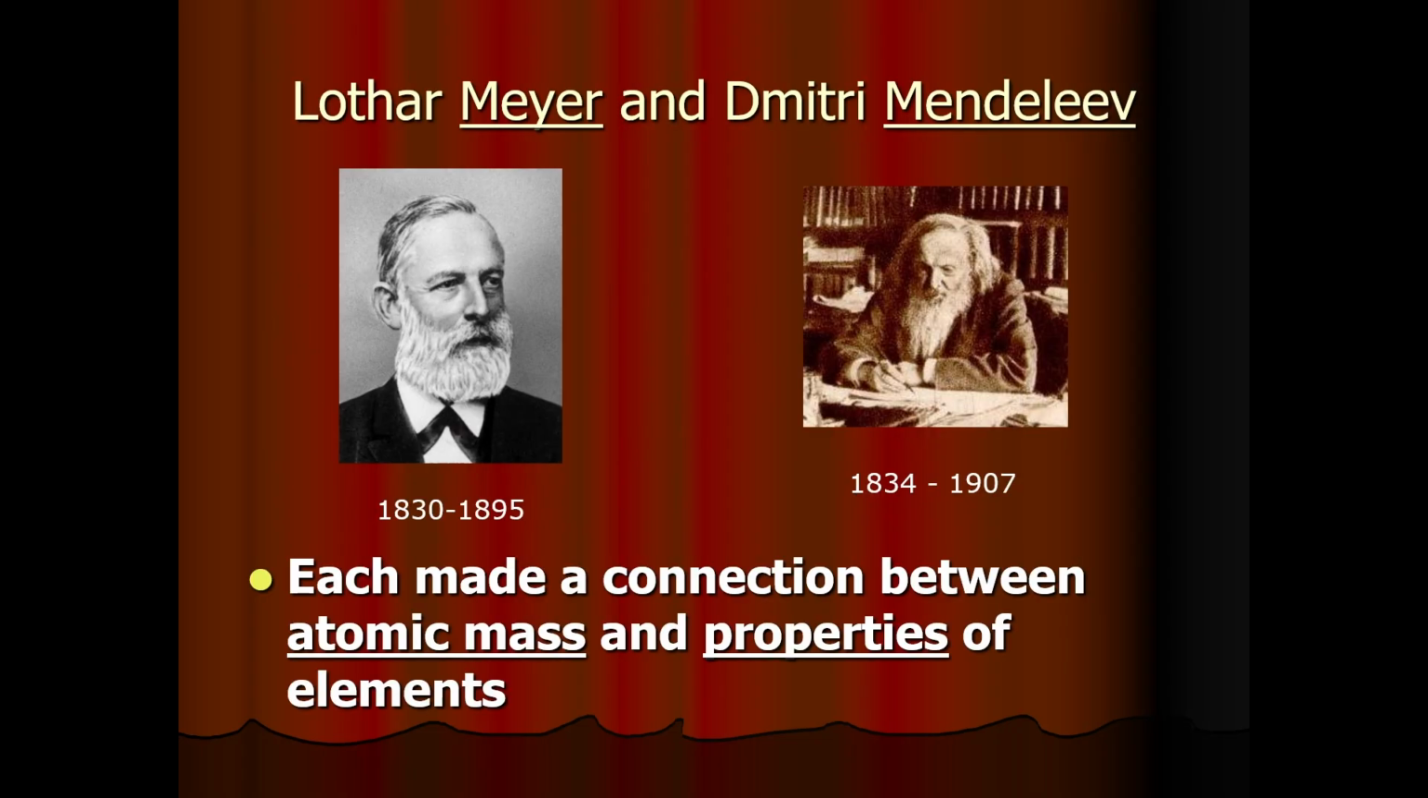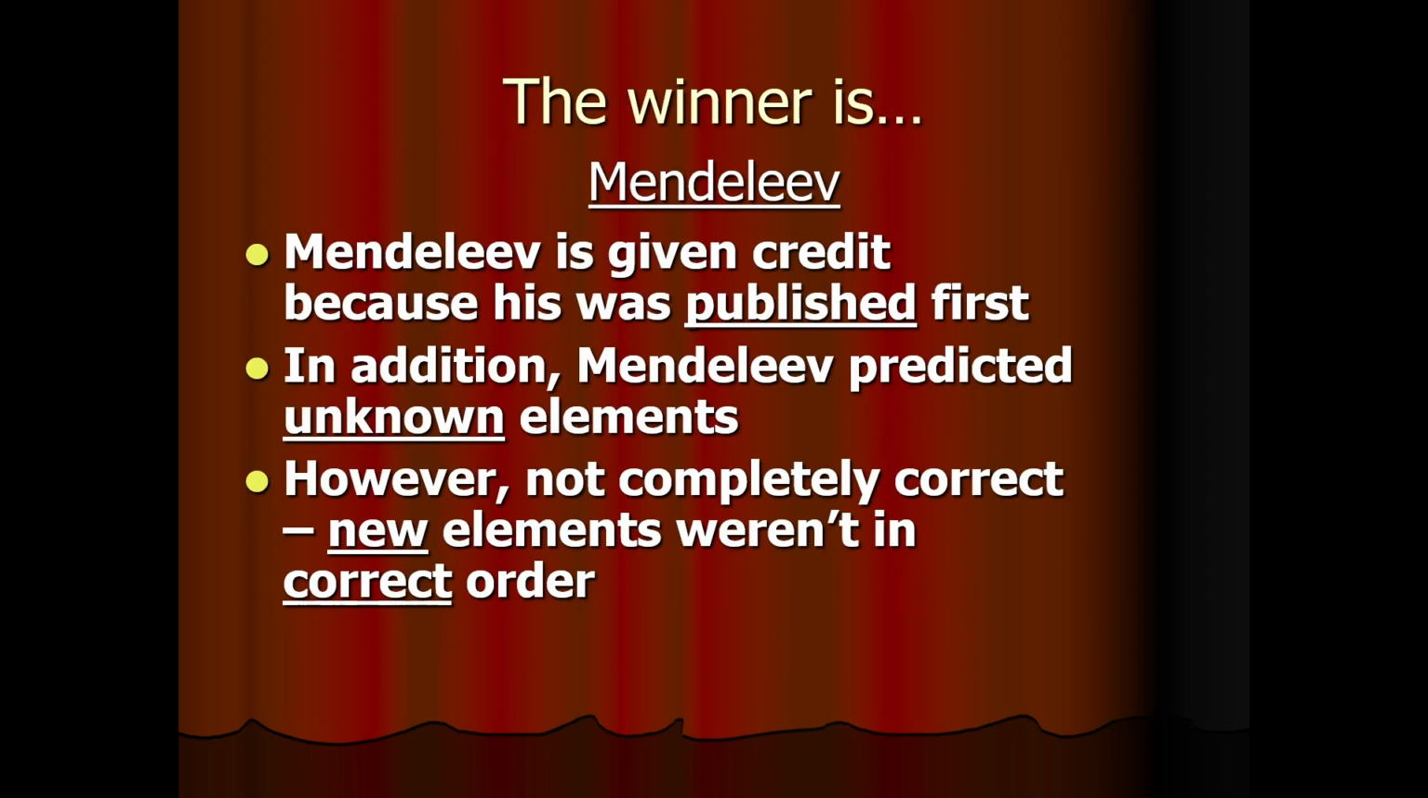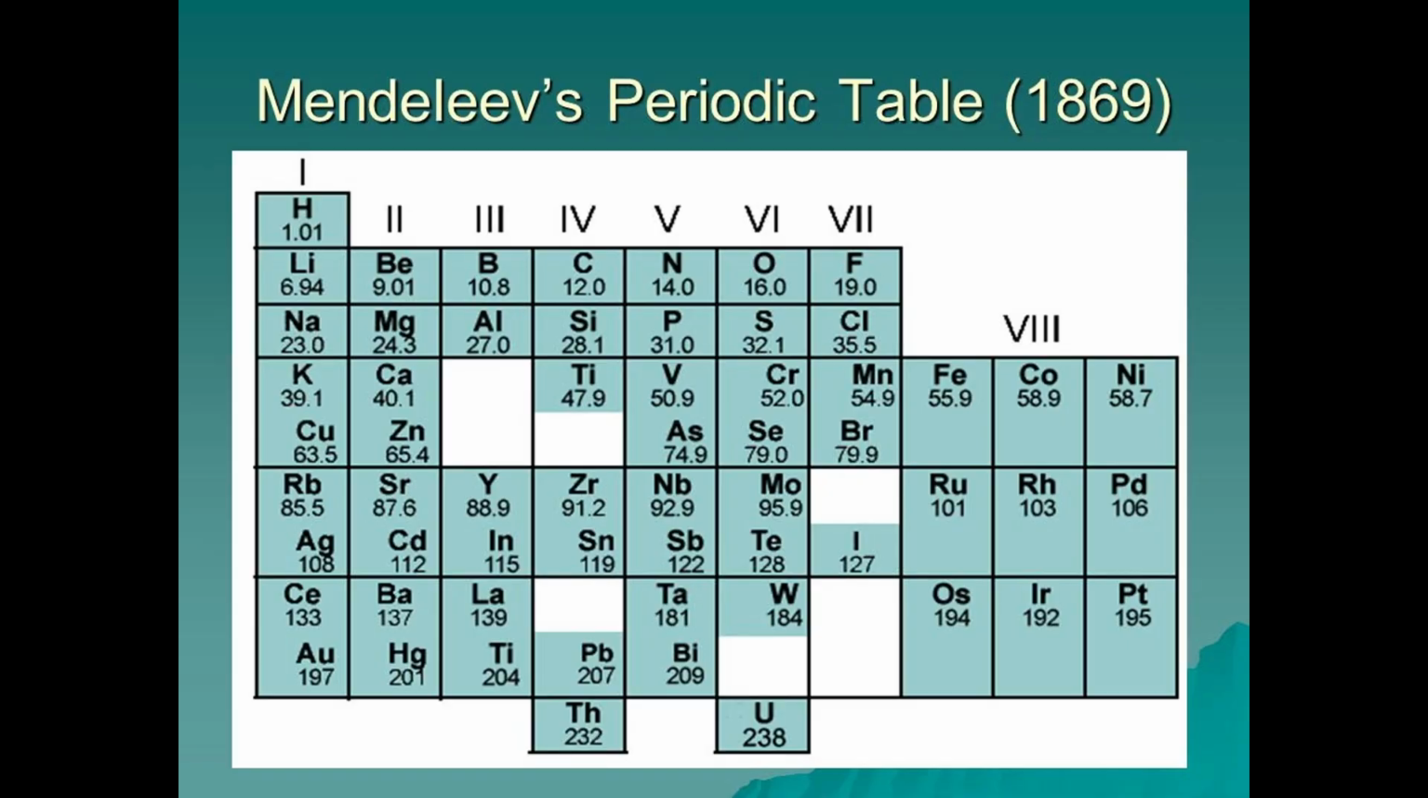Later on, the scientists Lothar Meyer and Dmitri Mendeleev, working independently, each made a connection between atomic mass and the properties of elements. Unfortunately for Meyer, Mendeleev was the first to publish his findings and as a result was given credit for the discovery. Mendeleev also predicted unknown elements in his periodic table, although the new elements weren't exactly in the correct order. Here we see the periodic table published by Mendeleev in 1869. Notice how close it is to our present-day periodic table.